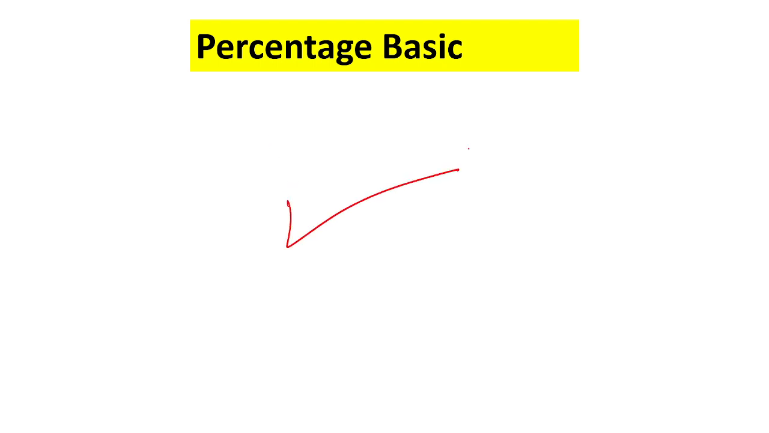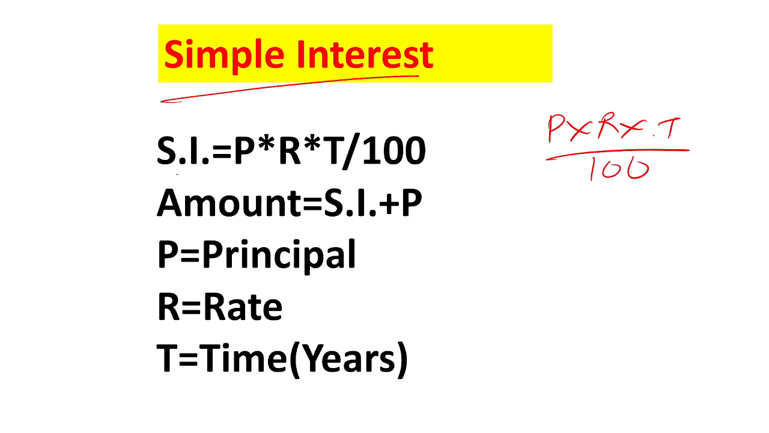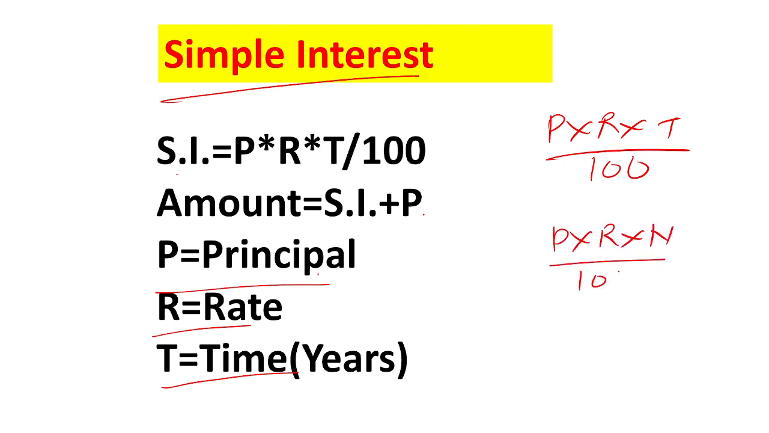So let's move towards the simple interest concepts. As you can see on the screen, simple interest. What is the formula for simple interest? P into R into T divided by 100 is the formula to get the simple interest. And amount equals what? Simple interest plus P. So what are the PRT terms? P stands for principal, R stands for rate, and T stands for time. Sometimes you can write P into R into N also. N also stands for the time.